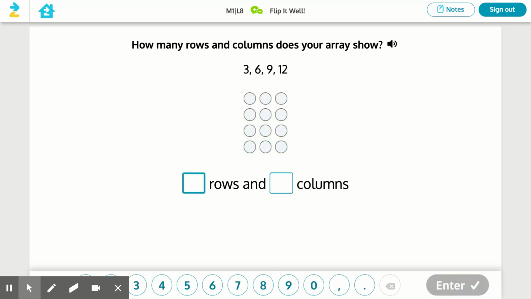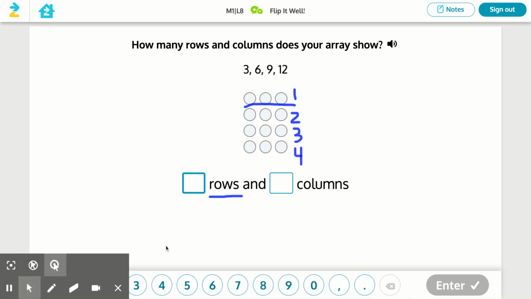All right, guys, let's go. How many rows and how many columns does your array have? Let's start with the number of rows. In your Nearpod, please tell me how many rows you see. Well, let's remember that our rows go straight across. Rows go straight across. And there are 1, 2, 3, 4 rows. You should have stated that there are 4 rows.